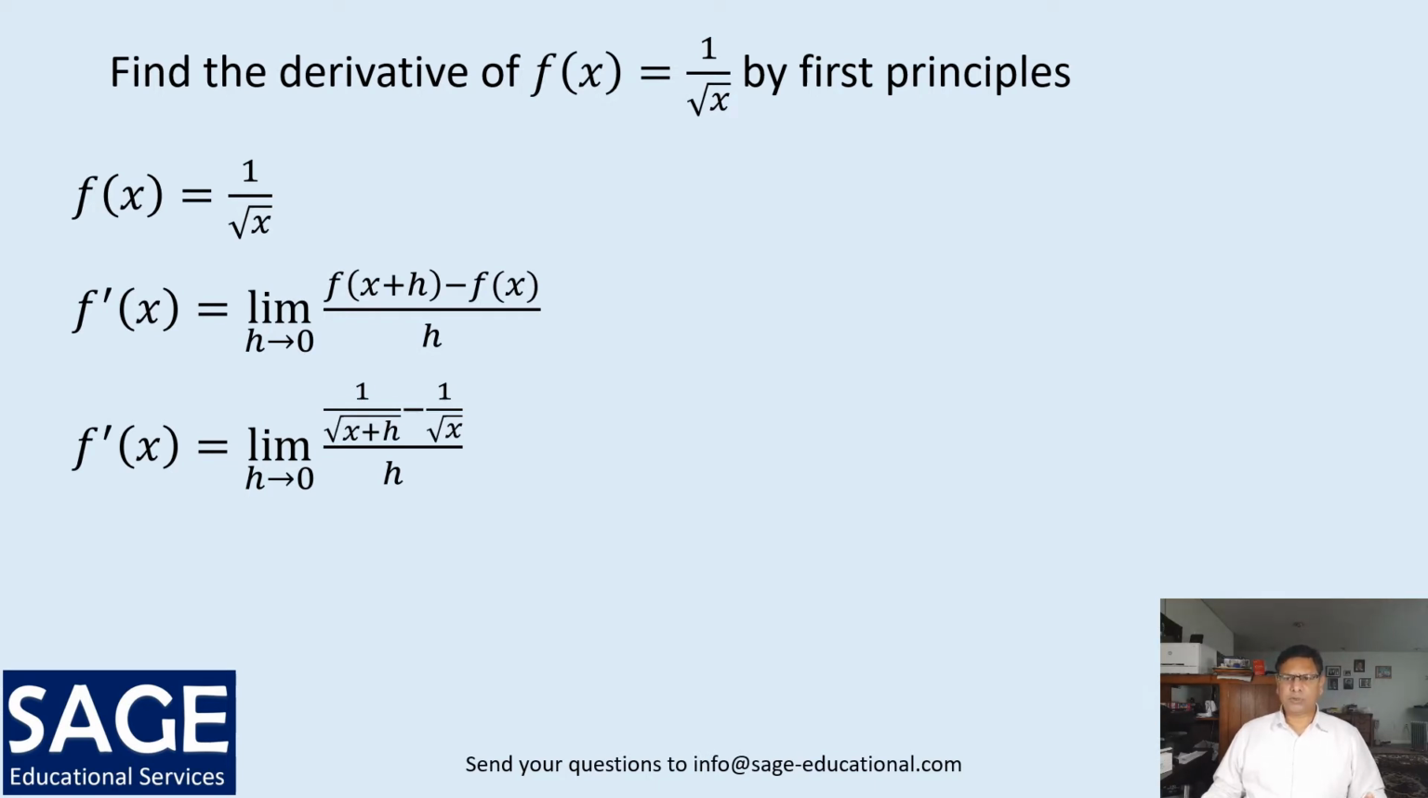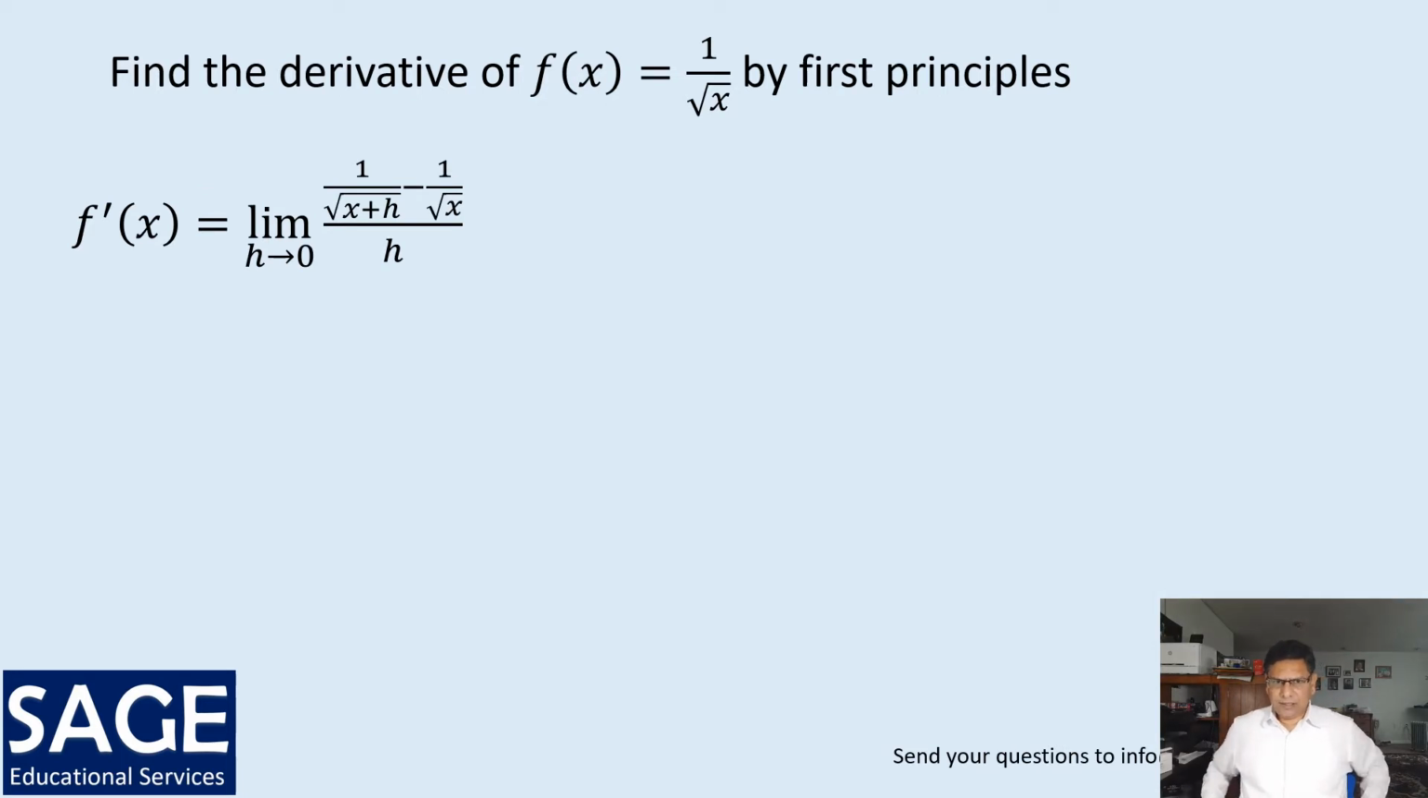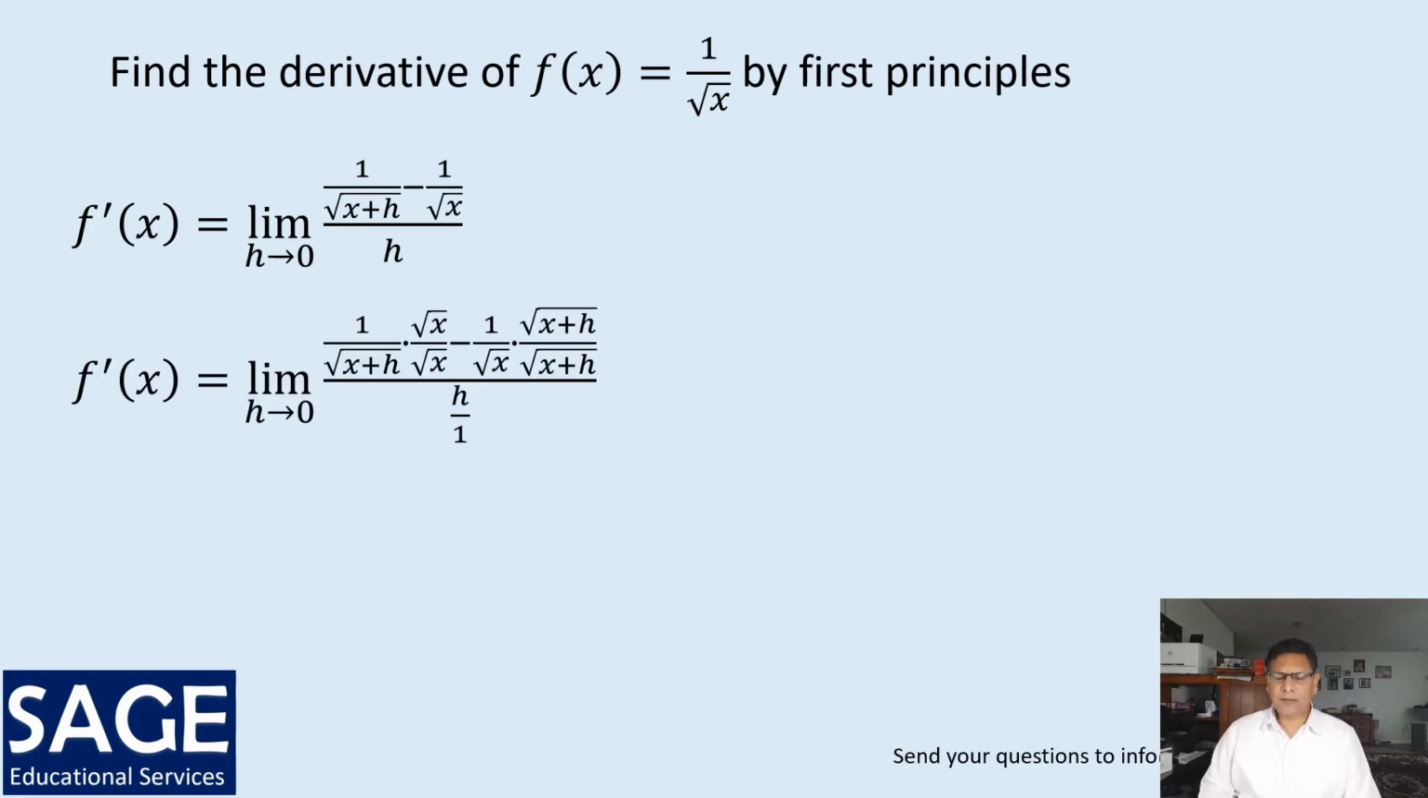First thing I want you to notice is that in the numerator itself there are two fractions which are being subtracted, and in order to subtract the two fractions I have to make sure that I have the same denominator. So what I will do is I will multiply 1 over square root of x plus h by square root of x, and I will also divide it by square root of x. And in the same way I will take 1 over square root of x and I will multiply it with the fraction in which both the numerator and denominator will be square root of x plus h. So there I have shown that for you.